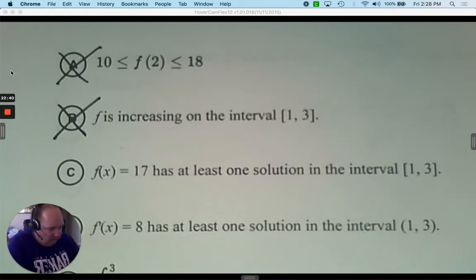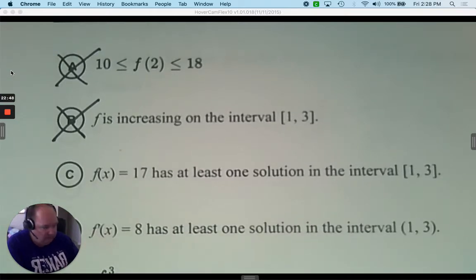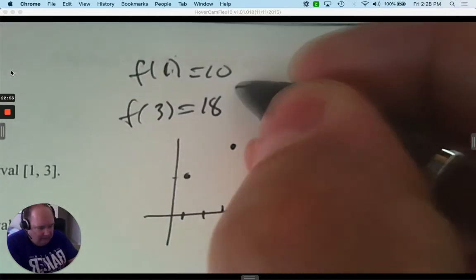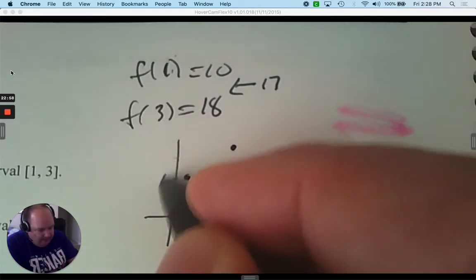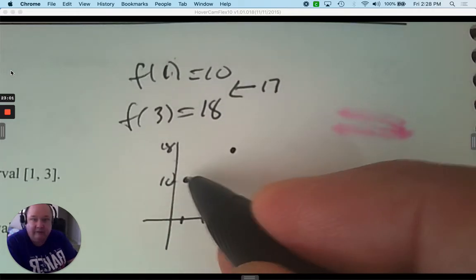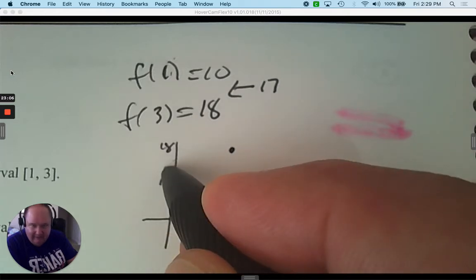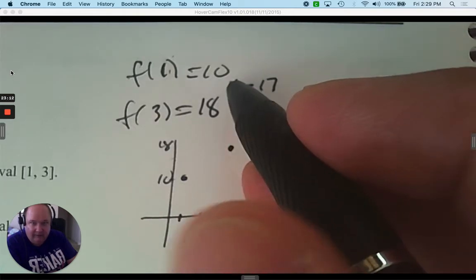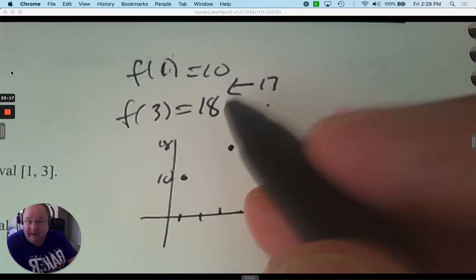f of x equals 17 has at least one solution in the interval from 1 to 3. So one solution means there's just a y value. 17 is in between here, 10 and 18. So if this is continuous, however it's continuous, is there a y value at 17? Is there an x value for that? And because 17 is in between here, this is the intermediate value theorem, the answer is yes. There has to be an answer.